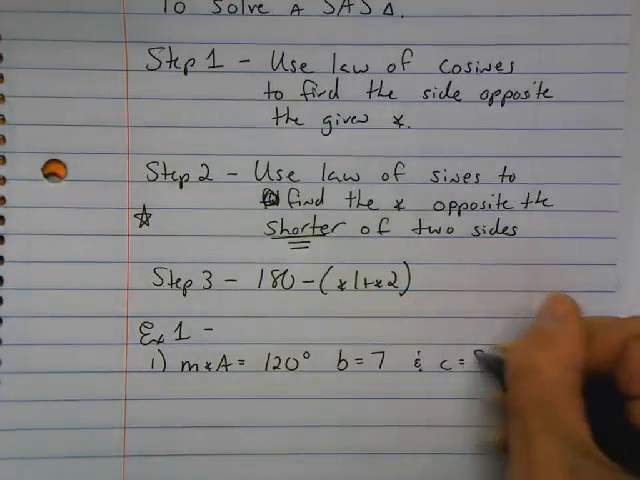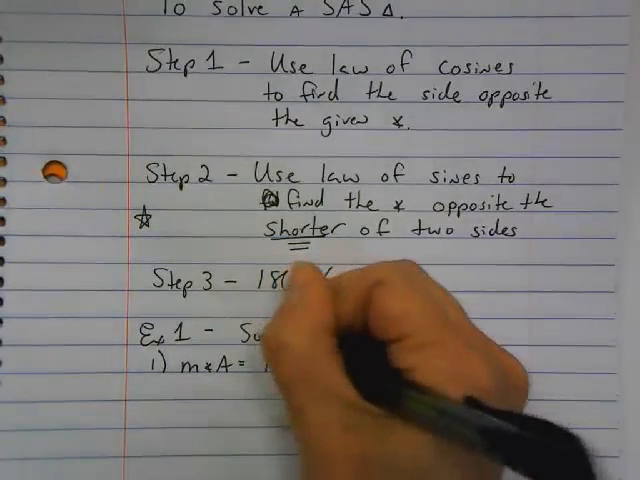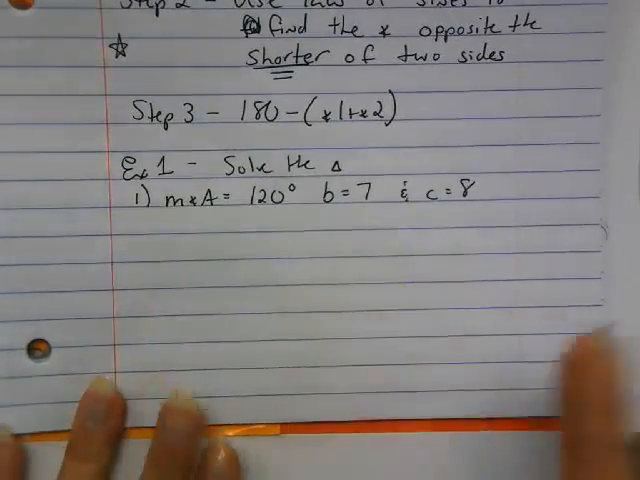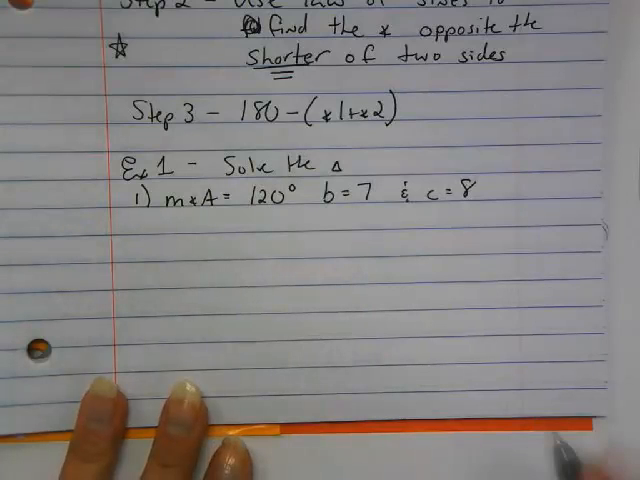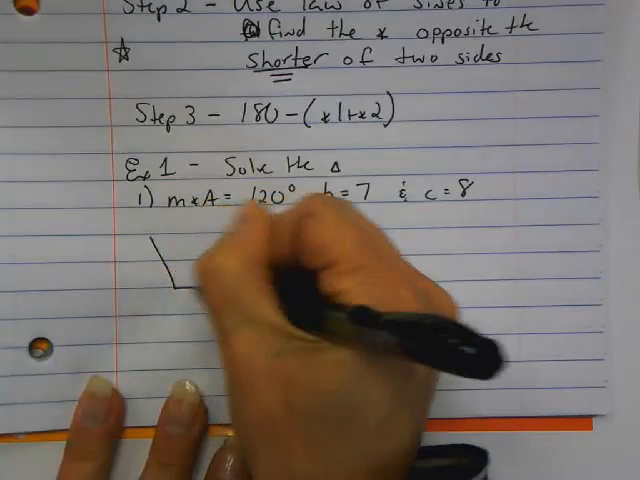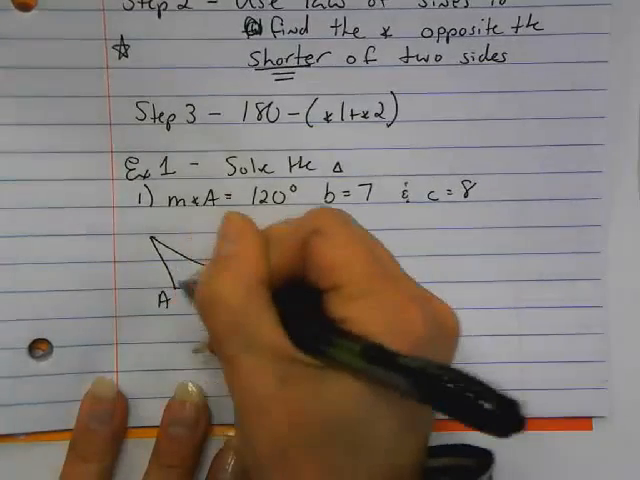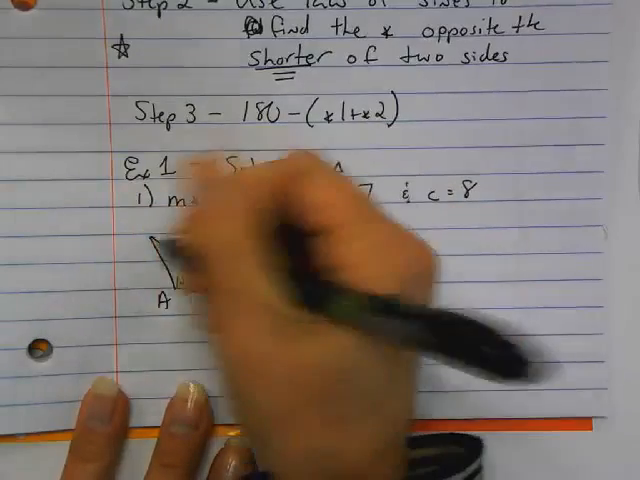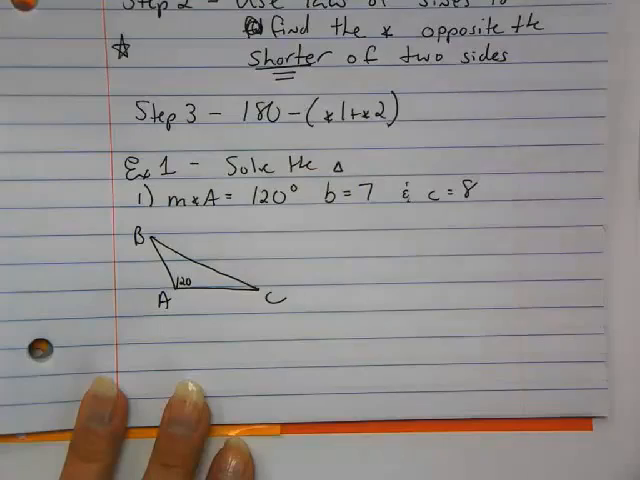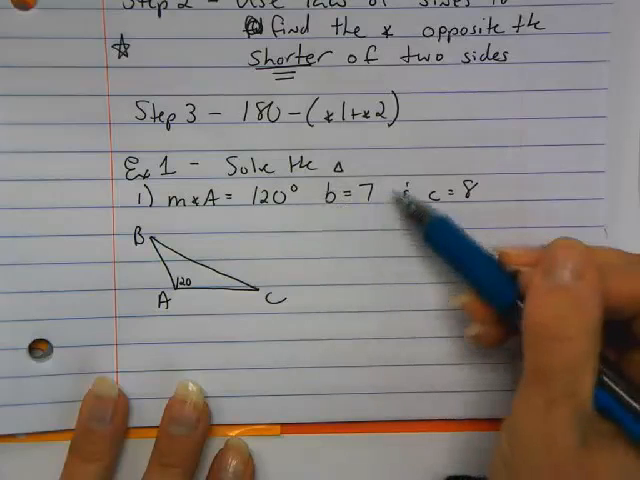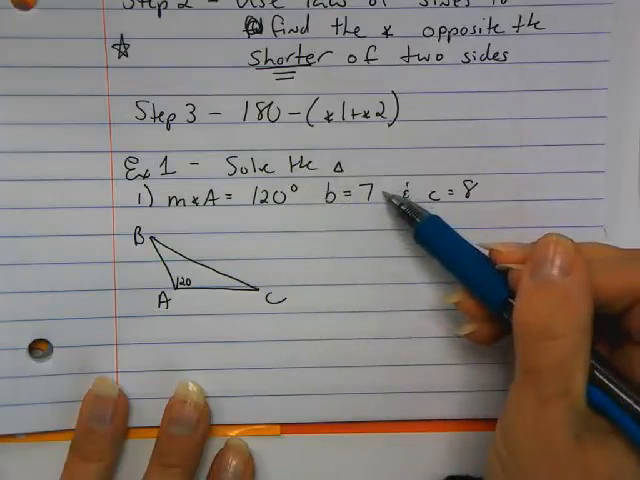So A I know is 120. It doesn't matter where I put B or C; you could put them in either place. Remember that little b is always opposite angle B. So if I'm at angle B, little b is 7. And little c is opposite angle C, so here's little c, 8. We know it's a side angle side: you have two sides and an included angle.